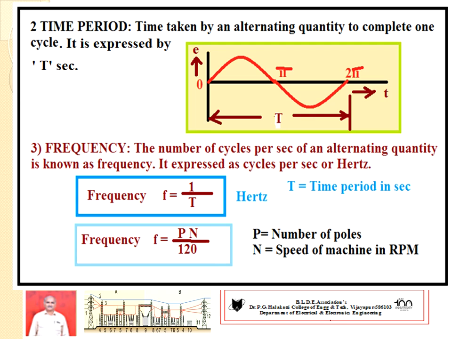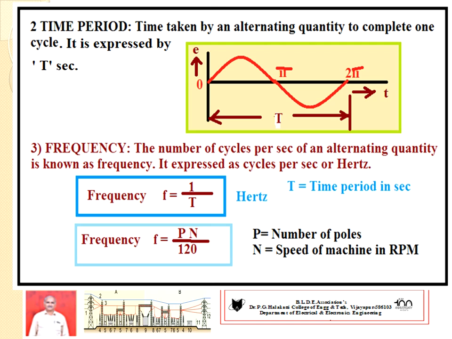Next very important is frequency. The number of cycles per second of an alternating quantity is known as frequency. It is expressed in cycles per second or hertz. Let f be the frequency. So f is also equal to 1 by T, where T is the time period in seconds.